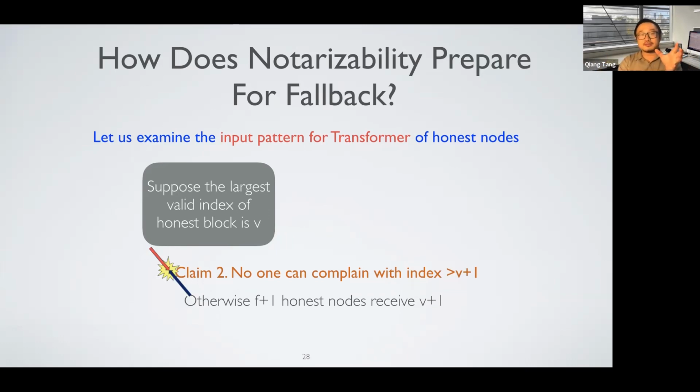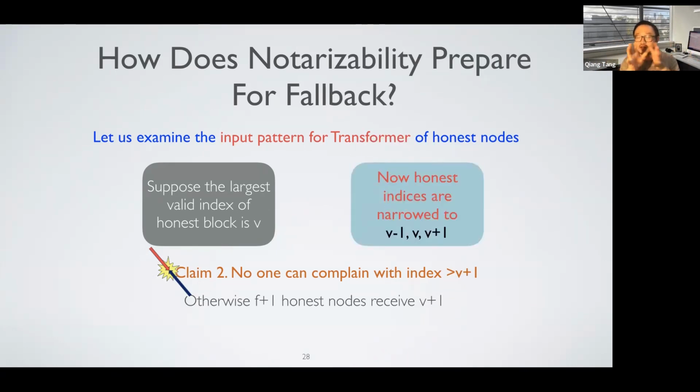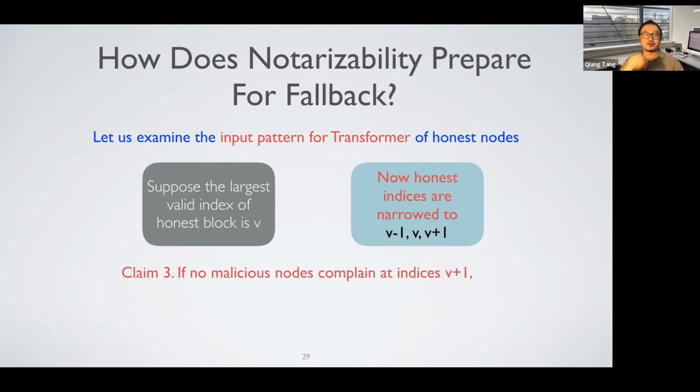So these two simple claims may sound a little bit tedious, but they already give you a very nice statement. Now all the honest nodes' indexes, originally ranging from 1 to the largest possible V, are already narrowed down to just V minus 1, V and V plus 1. So now you can probably guess what the conceptually minimum asynchronous phase synchronization protocol, the transformer protocol, would be, right? But we want to push it even more. So now we've narrowed down to V minus 1, V and V plus 1. We're going to continue and make the next claim.